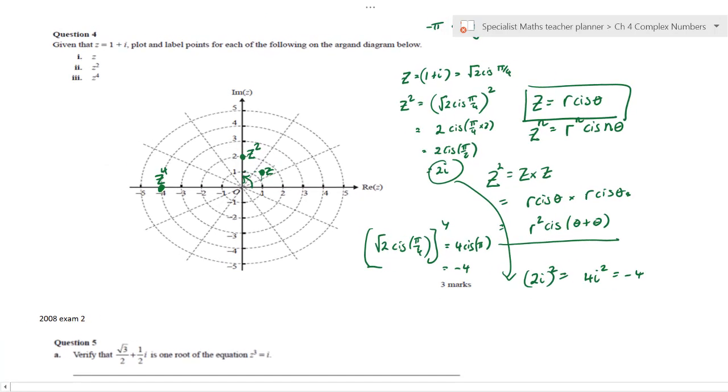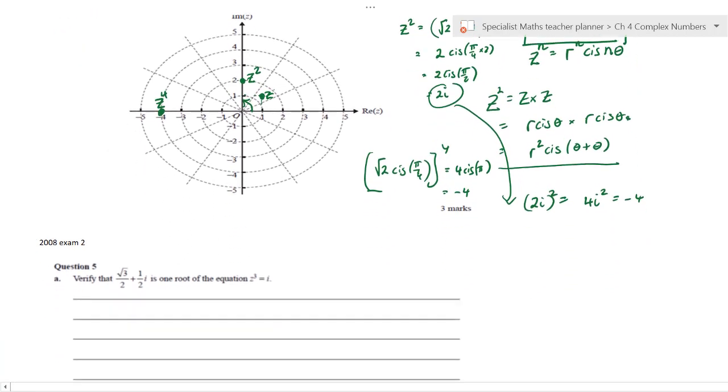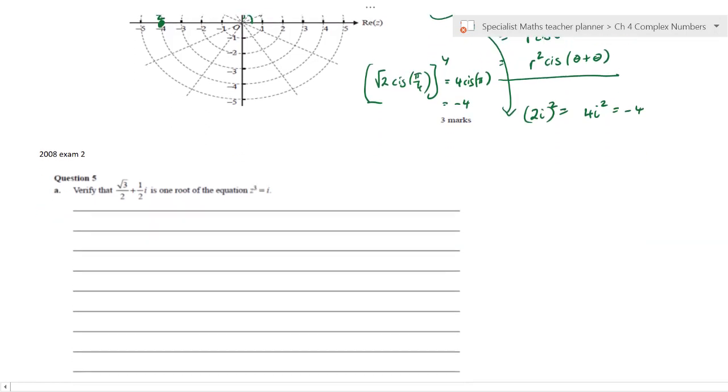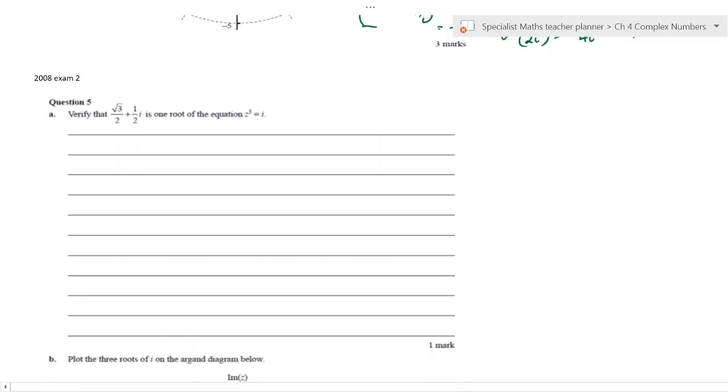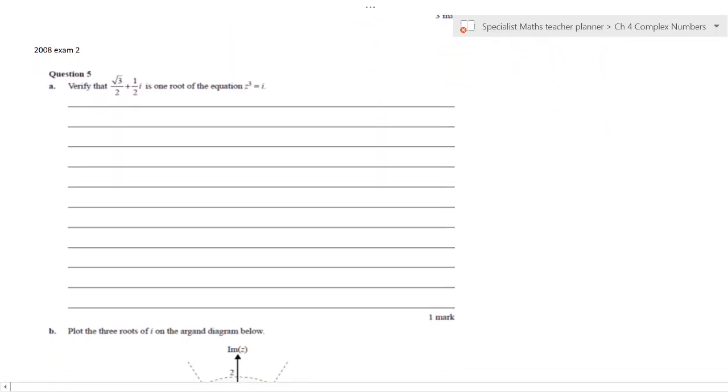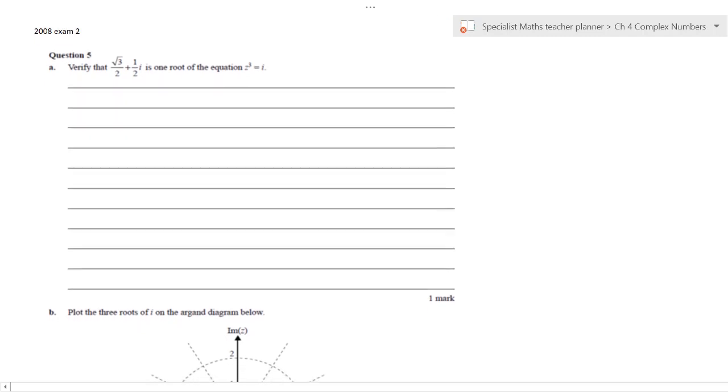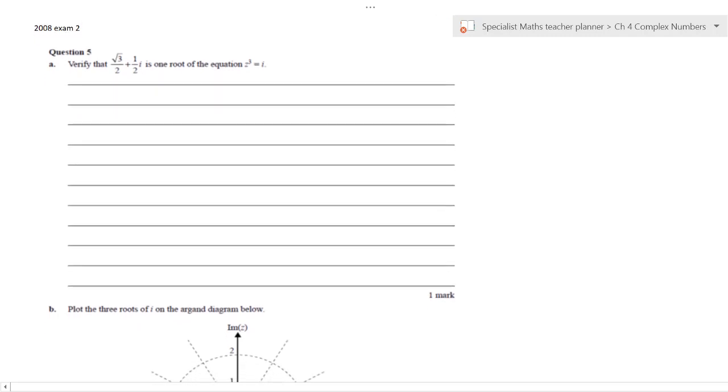So, as I can say, it's very useful to convert things from Cartesian to polar, especially when you're dealing with powers and things. Now, let's have a look at this one together. I'm going to do one on the whiteboard with you in a second. But this one says: verify that root 3 on 2 plus a half i is one root of the equation.